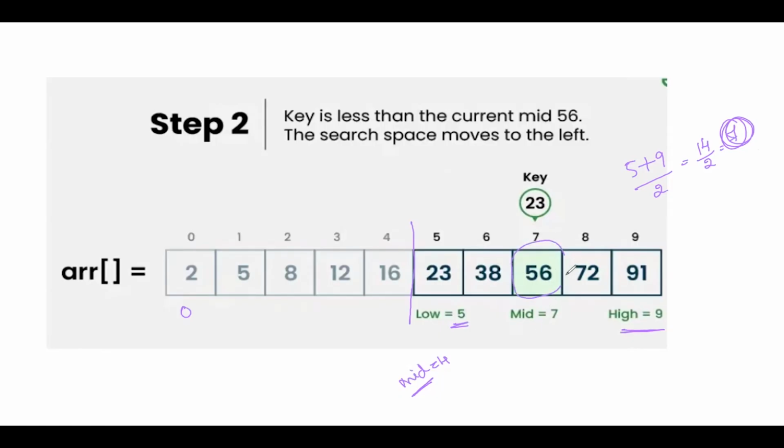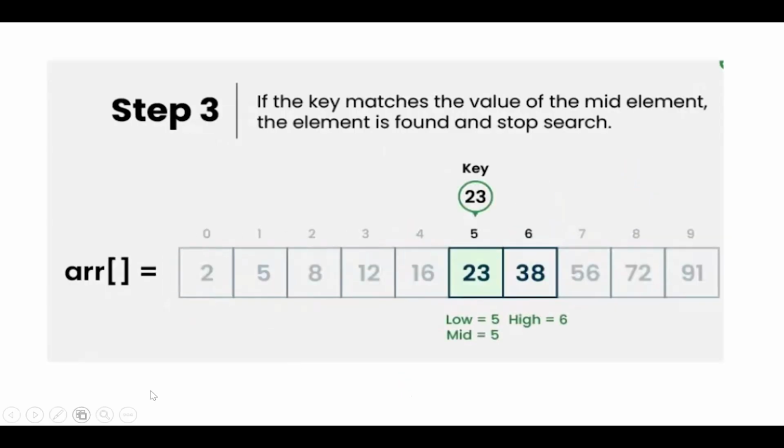Now I'm going to once again compare 23 with 56. I find that they are not equal, but the key value I'm looking for is less than the mid value. So now I can completely ignore this part. I know that my value is lying somewhere here. By now you would have guessed: in the next iteration, I keep the low value as it is and decrease the high value to mid minus 1. That is, the high value is going to be 6. So in the next iteration my high value changes to 6.